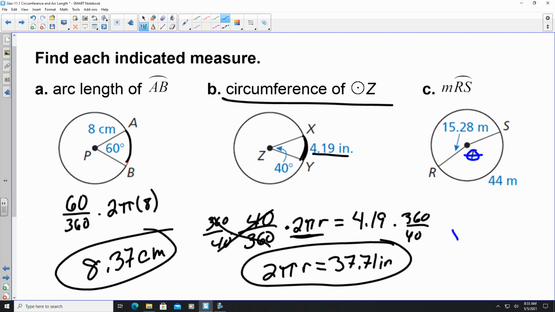So it's going to be x over 360 times 2 pi times 15.28, and that's going to be equal to 44. Let me write it again. x over 360 times 2 pi times 15.28 is equal to 44. All right, that's better.